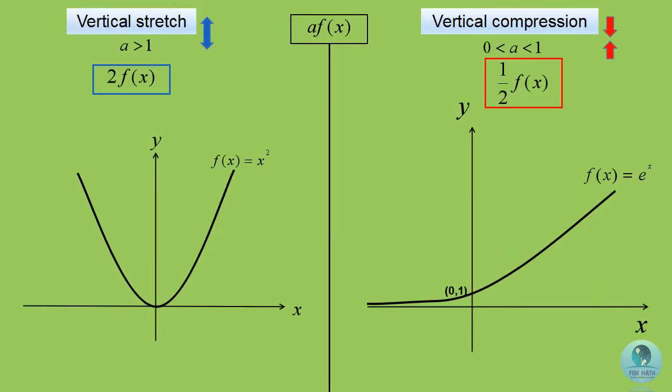Now let's look at the fourth transformation, a f of x. When a is greater than 1, for example 2 f of x, the graph will be vertically stretched. When a is between 0 and 1, for example half f of x, the graph will be vertically compressed. Let's look at these examples.